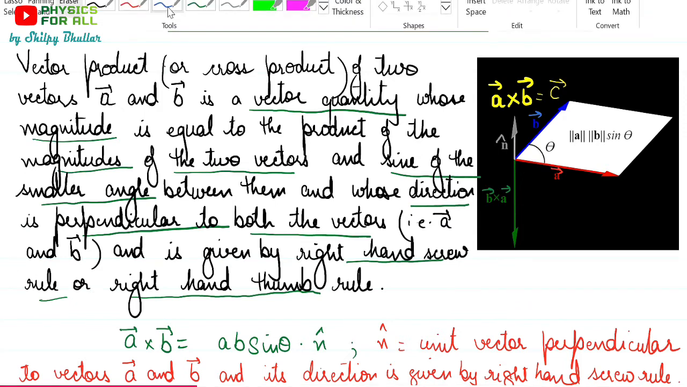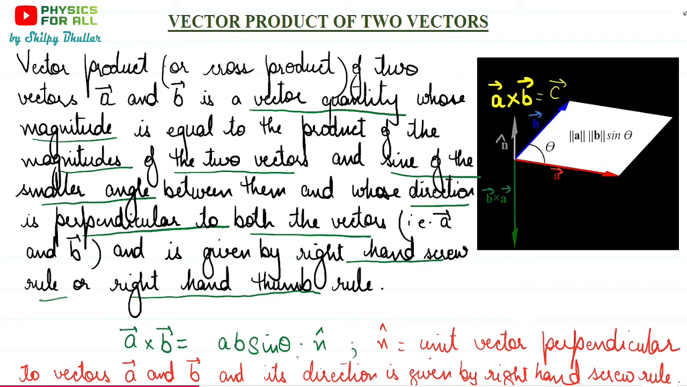But then how would we make the right hand side a vector? So we have to introduce something which is a vector. That's why we have included n cap, which is a unit vector. It's a vector of magnitude 1, so it would only have direction. Its magnitude would be 1, so anything multiplied by 1 would be the same. That's why we have multiplied it with n cap to make it look like a vector quantity. And definitely this n cap would be perpendicular to both these vectors, because we know that the final product would be a vector which is perpendicular to both the vectors.